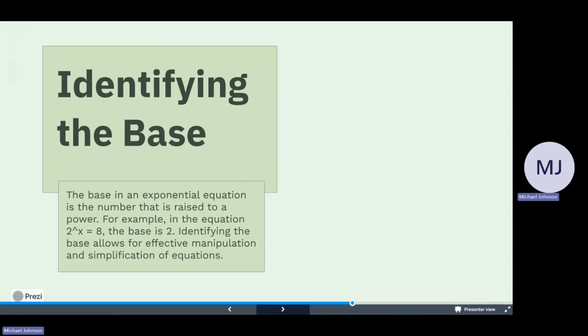The base in an exponential equation is a number that is raised to a power. For example, in the equation 2 to the x equals 8, the base is 2. Identifying the base allows for effective manipulation and simplification of equations.